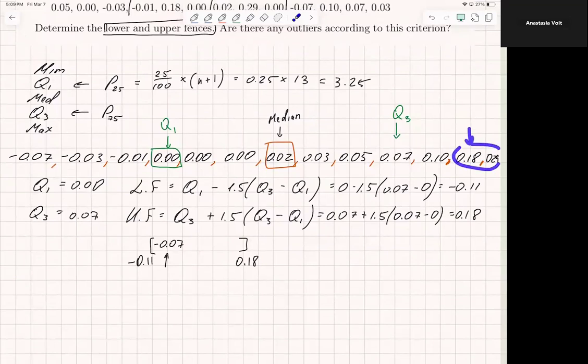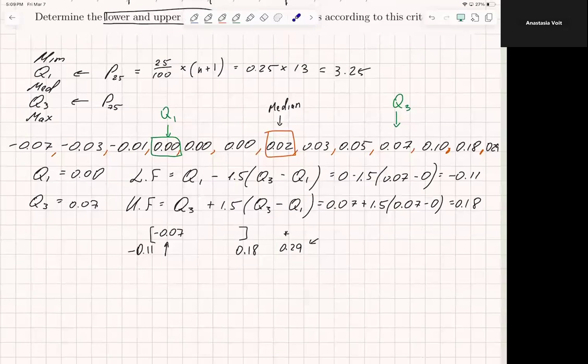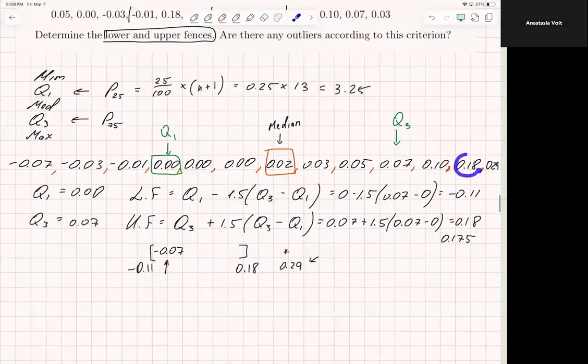So 0.18 is on the border, so we can include that into the normal data, and 0.29 is outside. It's going to be somewhere here, right? 0.29. So this value is going to be an outlier in this case. Or if we remember, the fence was, if we don't round it, 0.175. If you decide to keep it this way, then 0.18 would also be an outlier. So if you round it, then it's not an outlier. We have only one outlier.